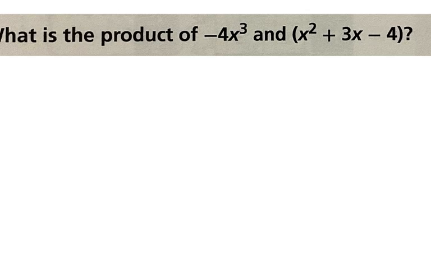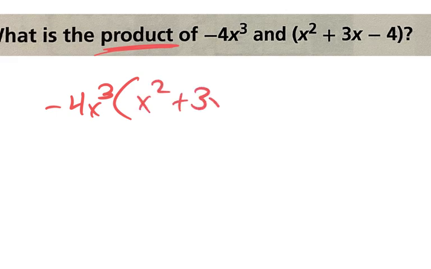Okay, so here's our first problem. What's the product of negative 4x cubed and x squared plus 3x minus 4? Most of the time when you see these problems, they're not going to be worded this way, but it's good for us to review. What does it mean when I say product? Multiply. That's the answer to a multiplication problem. So all I want to do is multiply negative 4x cubed times x squared plus 3x minus 4.